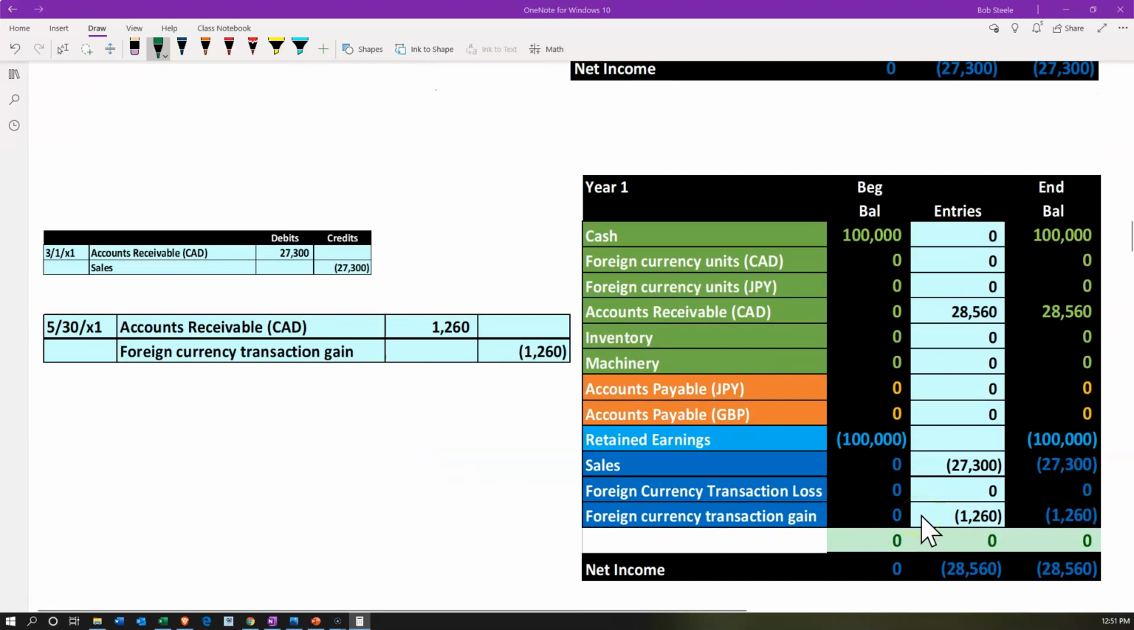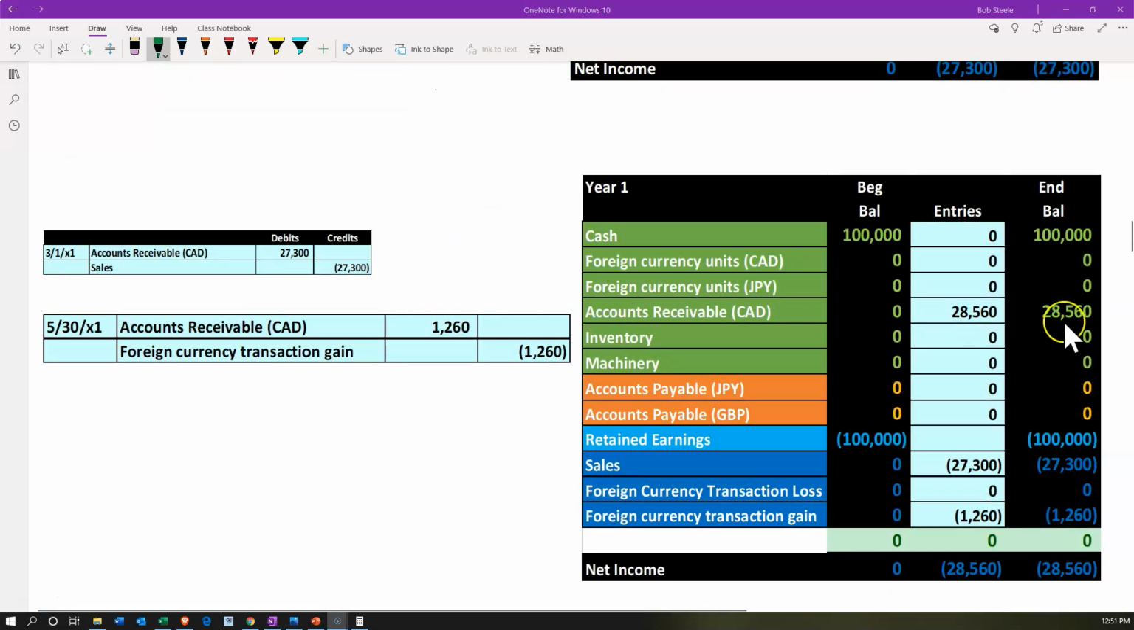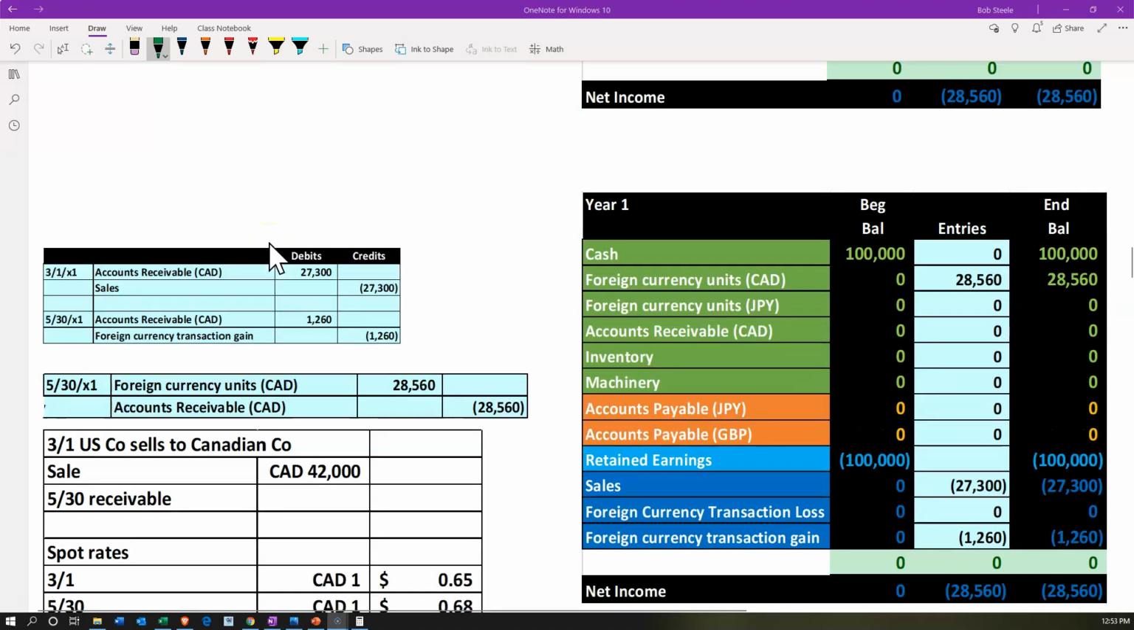We're going to record the gain on the foreign currency. Once again, this amount here represents the receivable that we expect to get, but we're going to get paid in Canadian dollars. We're going to get paid 42,000 Canadian dollars, which is now worth, according to the current exchange rate, 28,560.